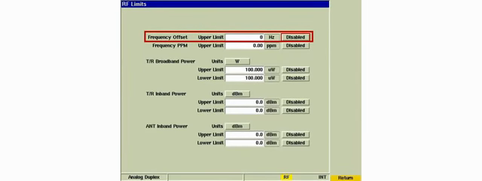As an example of setting up and using limits, we'll set a transmitter frequency offset limit to our radio. Let's say that our radio can be no further than 30 Hz off frequency from its transmitter channel frequency. So we enter 30 Hz as our frequency offset limit. In order for the limit to become active, it must be enabled. Now we'll return to the test tile and key the radio.